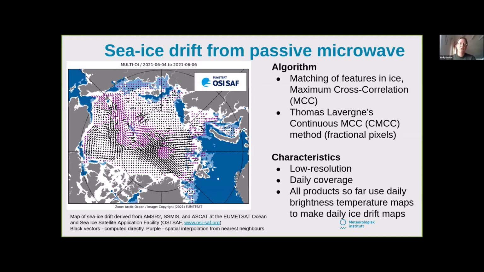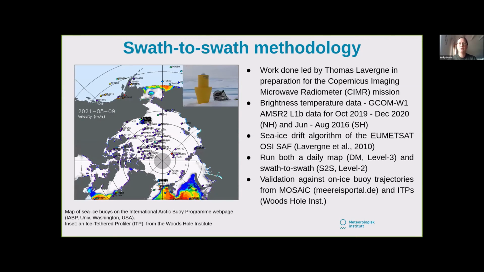So sea ice drift maps from passive microwave are low resolution, and all products to date use daily brightness temperature maps in order to calculate daily ice drift maps. This is different from optical, infrared and SAR, where the sea ice drift is actually already calculated between two swath maps. So this is work led by Thomas Lavergne in preparation for the SIMA mission.